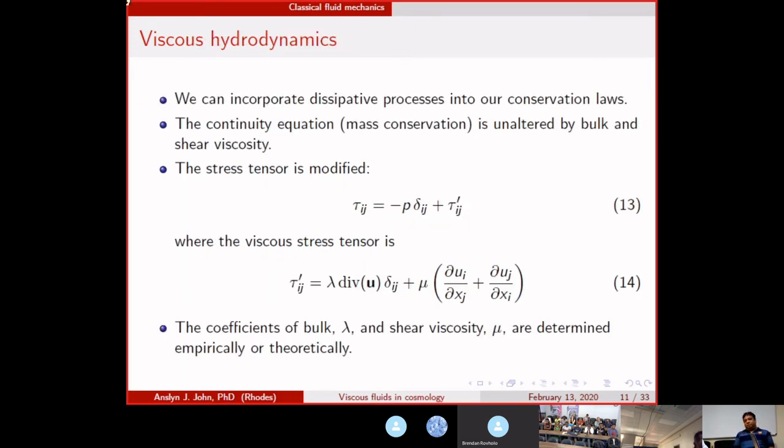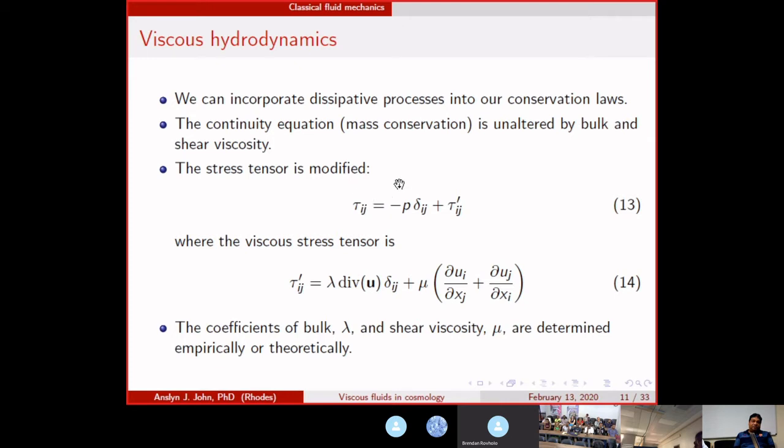Okay, so having introduced the concept of viscosity, we need to model it. So we want to incorporate these dissipative processes into our conservation laws. Now, quite conveniently, mass conservation is completely unaltered by these dissipative processes, so the continuity equation will be the same regardless of whether or not there's shear viscosity. But our stress tensor becomes modified.